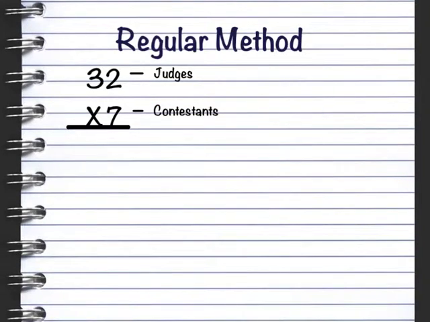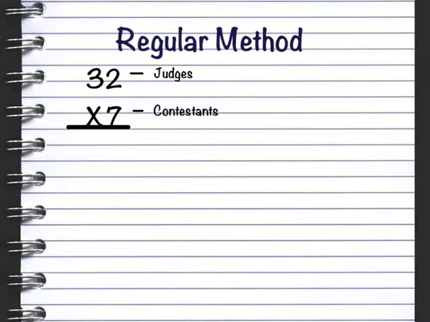Okay, so we're going to start with the regular method. And I like to think of this in kind of a fun way, where you're in a singing competition or if you like Dancing with the Stars. You're going to use contestants and judges. I've already labeled the contestants as the bottom row of numbers and the judges as the top row of numbers.